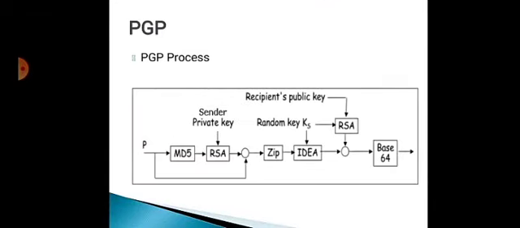Now we are going to see the PGP process. You can see the diagram of the PGP process. In the PGP process, there are two sections, that is sender and receiver. Before going to the process, we will look at the characteristics of PGP.